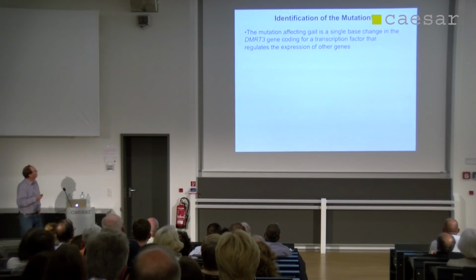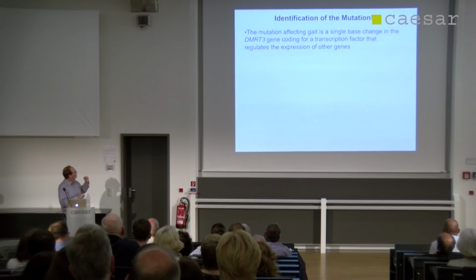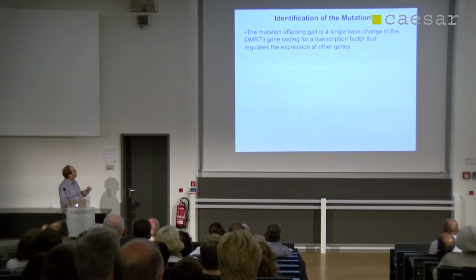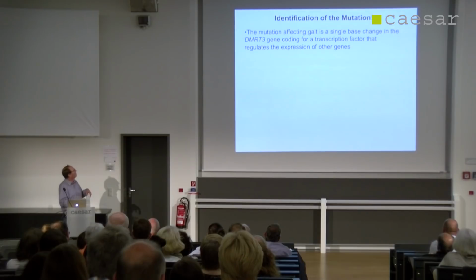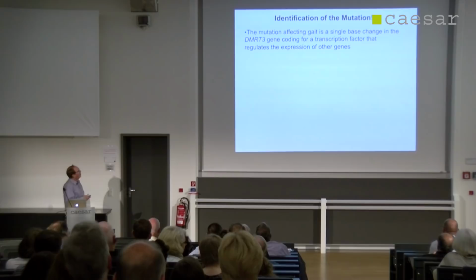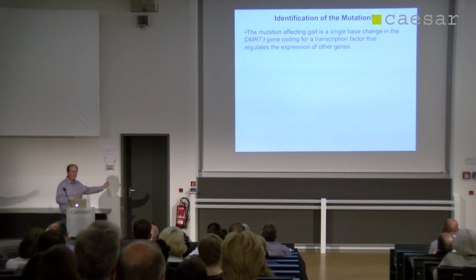Identification of the mutation. So we found that, in fact, this genetic marker was in the vicinity of the specific mutation. And there was a single base change in a gene called DMRT3, which is coding for a transcription factor that regulates the expression of other genes. So CBET6, as I mentioned before, is also a transcription factor. This is another transcription factor. So it belongs to a family of genes that has a role in sex determination. But it turns out that DMRT3 has got another function in the vertebrates.